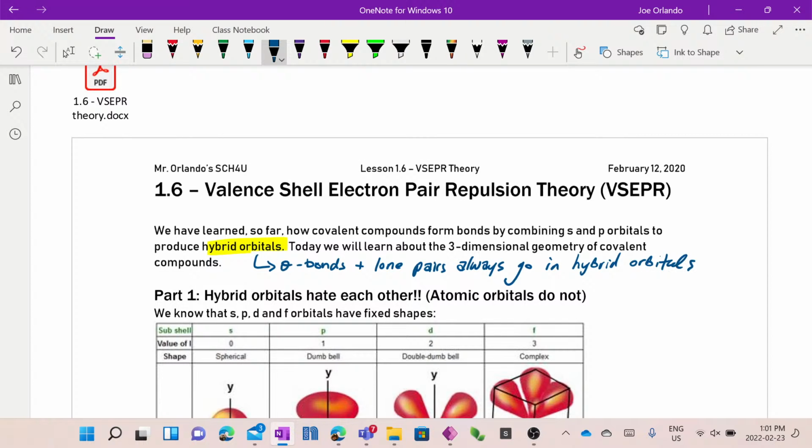So, sigma bonds and lone pairs always go in hybrid orbitals. But today we're going to learn about why that is and what the three-dimensional geometry of covalent compounds is. Jonesy, how we doing? We're good.